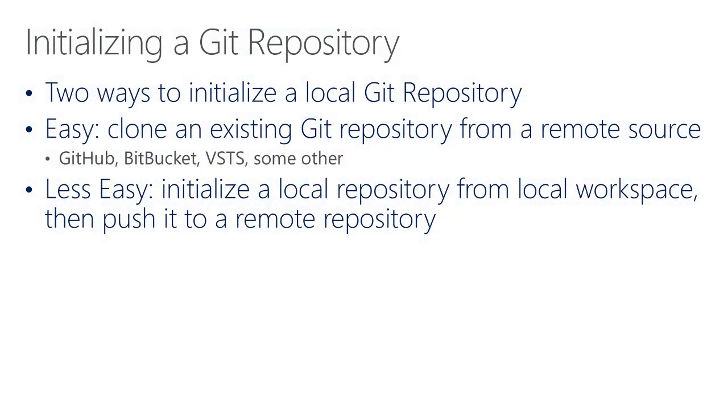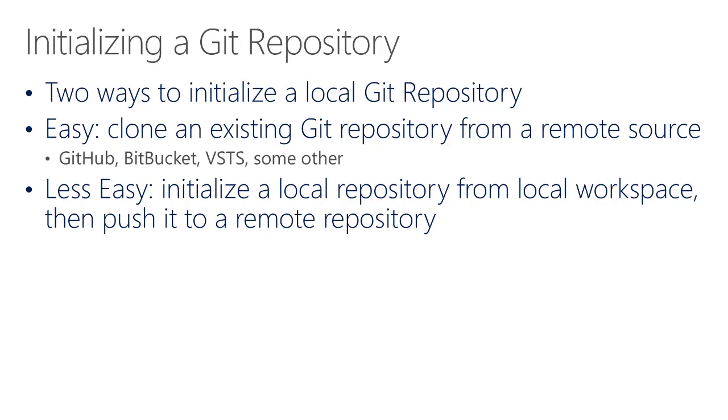There are two ways to initialize a local repository. A folder, a project folder, a workspace first has to be recognized by source control as a repository in the first place. And in order to do that, you have to initialize that workspace as a repository. So there are two ways to initialize a local repository for Git. The difficult way is to take an existing folder and then apply the Git commands to that folder, initialize it as a Git repository, and that would create the local folder as a repository, which you then have to push to a remote.